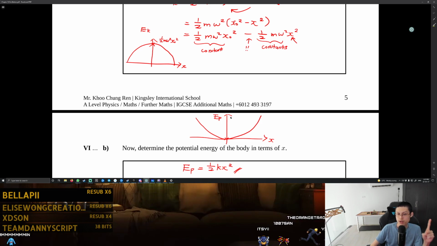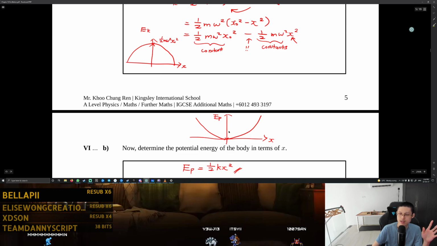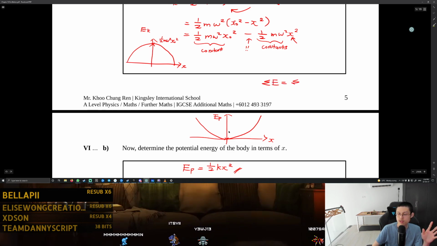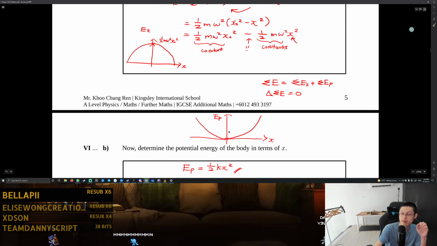Now, what happens when we combine EK and EP together? If you remember the conservation of energy, the total energy of a system is the sum of the kinetic energy and the potential energy of the system. According to conservation of energy, the change in total energy must be 0, which means they should add up to give you the total energy.